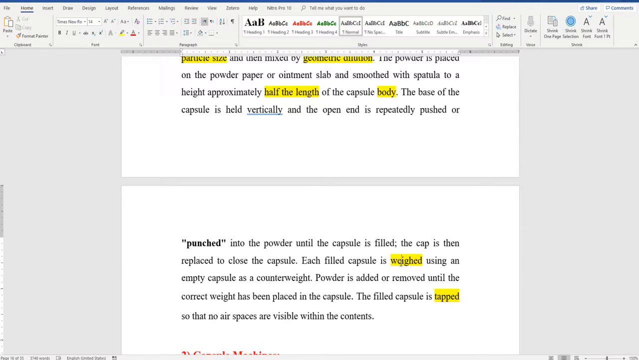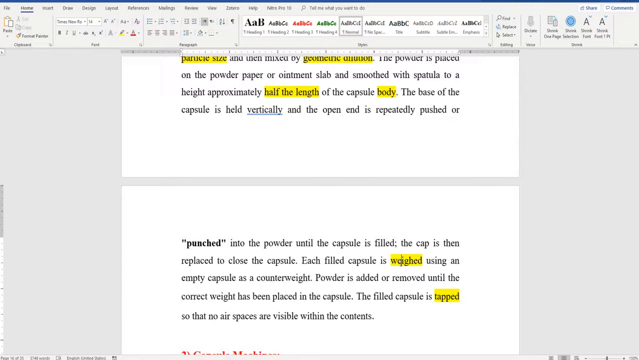In case there is more powder inside, what do you have to do? Now you have again to remove the body and remove some of the powder inside. This can be done in several ways. One of the ways is just to use a micro spatula, yani small spatula, to remove a little bit of the powder inside. Okay, weigh again until you get the correct weight.